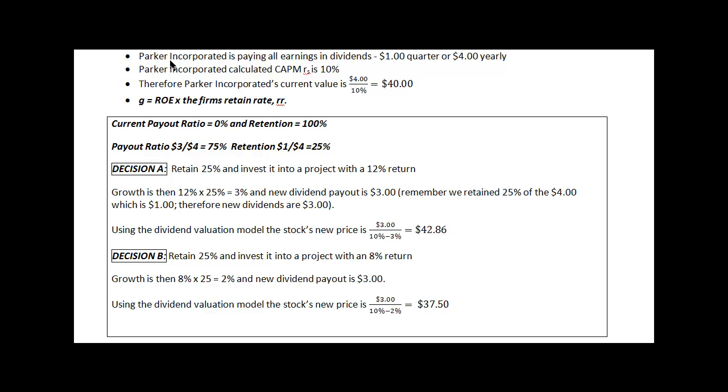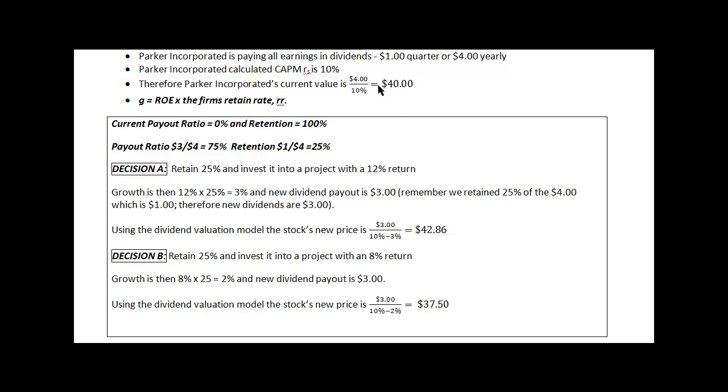Now let's say that Parker Incorporated is paying all of its earnings in dividends. So every quarter of the 4 quarters per year, it pays $1 per quarter. Therefore, it's paying $4 total per year. Now let's say that from the investor standpoint, we've determined the value or the risk reward is 10%. So if we require at least a 10% return and we're receiving $4, we'll divide the 10% into $4 and we'll get $40. It's a simple calculation for zero growth.